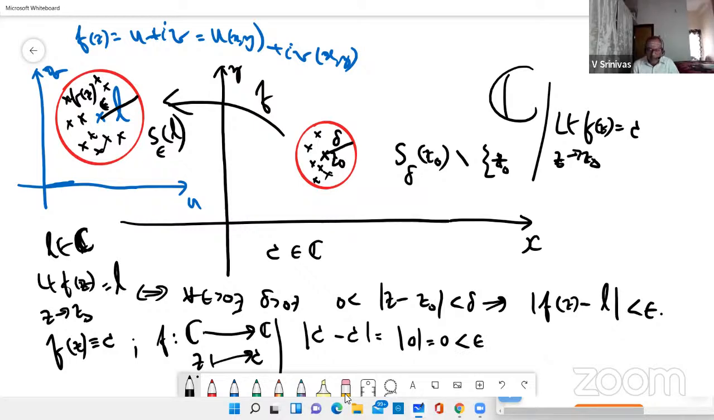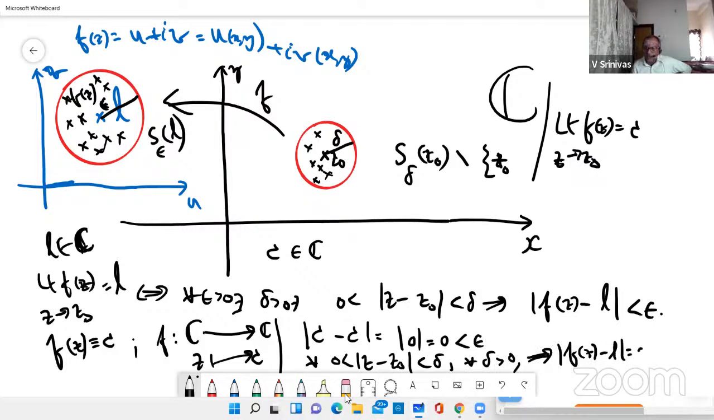Whatever these z be, the f(z) value will be here. So for all z with 0 less than modulus of z minus z naught less than delta, and in this particular case delta can be any positive number, you have modulus of f(z) minus L equal to 0, which is less than epsilon.